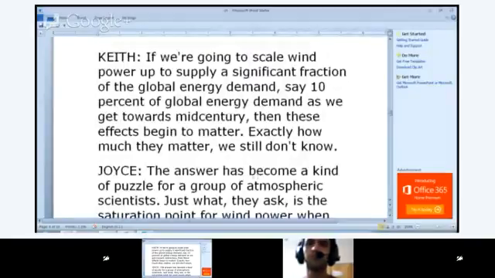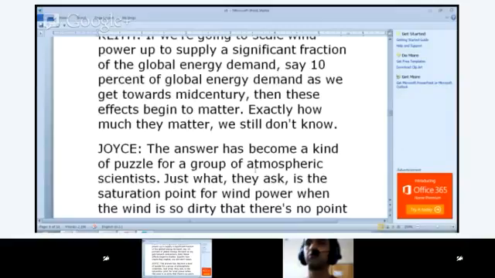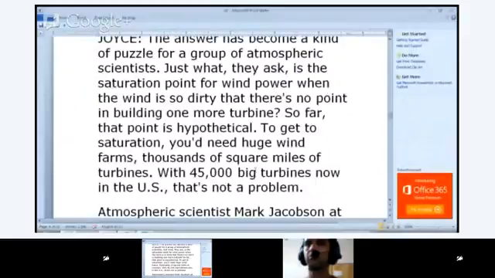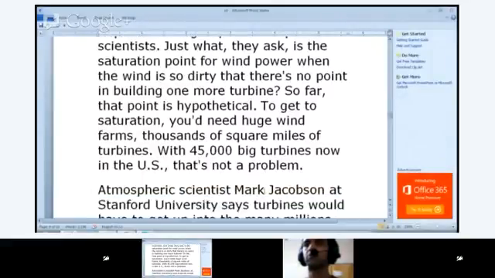The answer has become a kind of puzzle for a group of atmospheric scientists. Just what, they ask, is the saturation point for wind power, when the wind is so dirty that there's no point in building one more turbine? So far, that point is hypothetical. To get to saturation, you'd need huge wind farms, thousands of square miles of turbines. With 45,000 big turbines now in the U.S., that's not a problem. Atmospheric scientist Mark Jacobson at Stanford University says turbines would have to get up into the many millions before you lose a serious amount of wind.